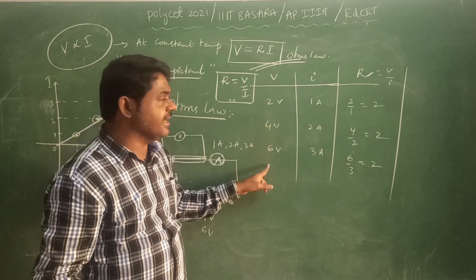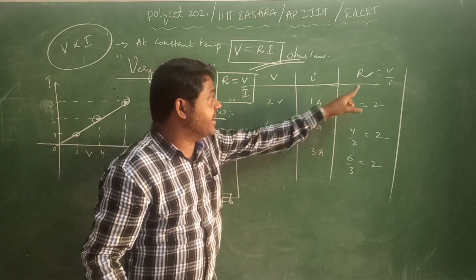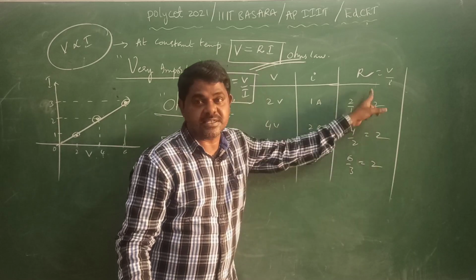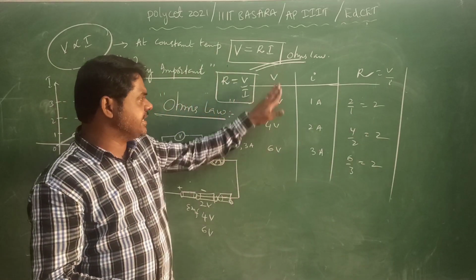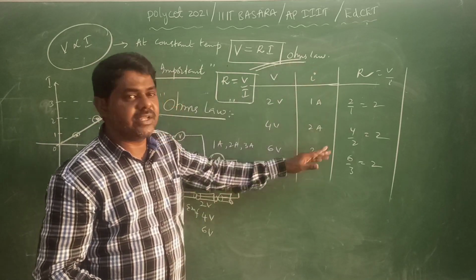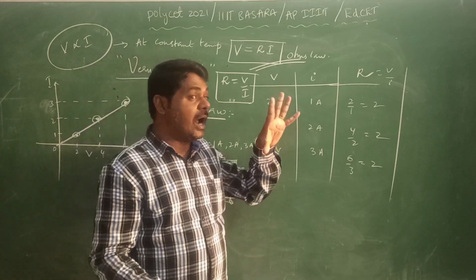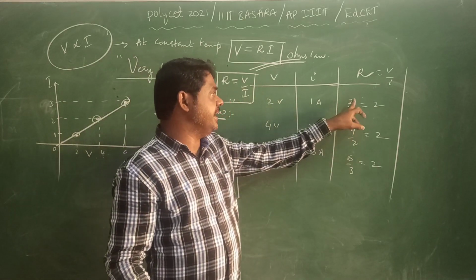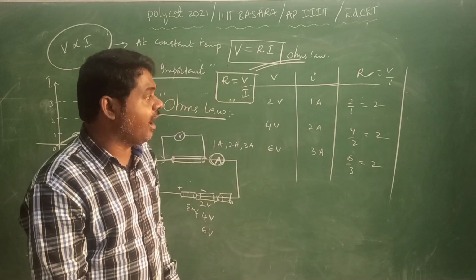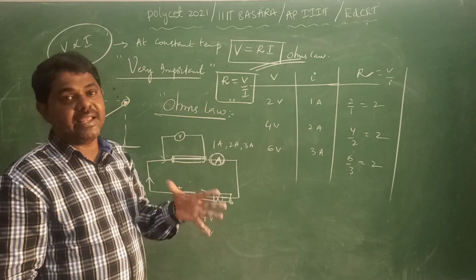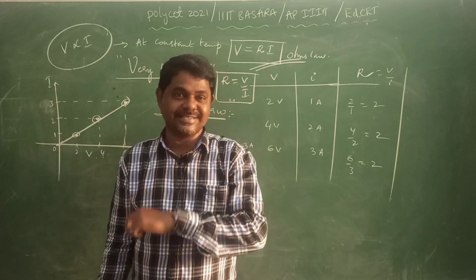V is changing, I is changing, V is increasing, I is also increasing, but V by I is always constant. That is the important thing. So V by I is always constant. When voltage increases, current obviously increases, but one quantity remains constant, that is V by I. That V by I is known as the proportionality constant. What we call that constant and its story, we will discuss in the next class.